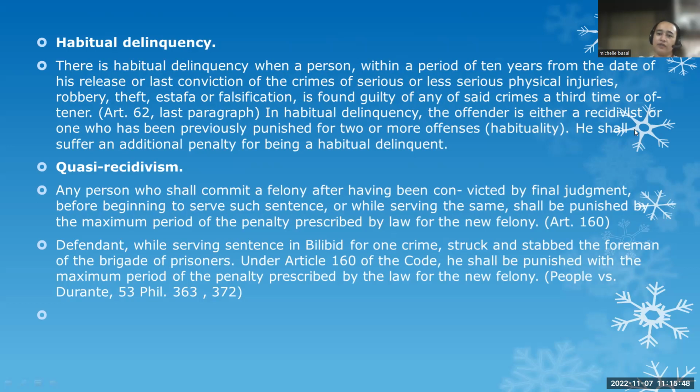In habitual delinquency, the offender is either a recidivist or one who has been previously punished for two or more offenses. He shall suffer an additional penalty for being a habitual delinquent. Okay, so there's another higher penalty for that. And also quasi-recidivism. Any person who shall commit a felony after having been convicted by final judgment before beginning to serve such sentence, or while serving the same, shall be punished by the maximum period of the penalty prescribed by the law for the new felony.